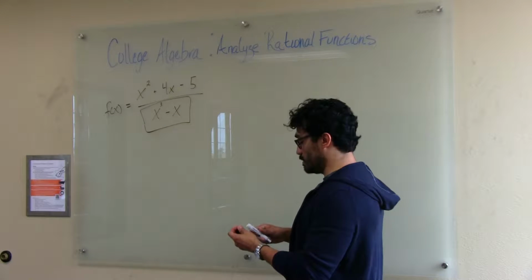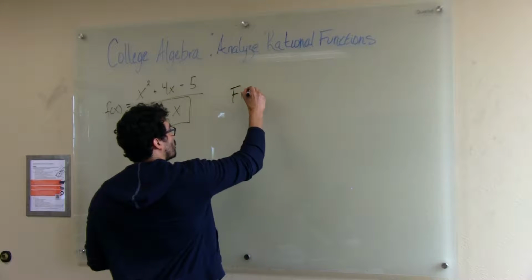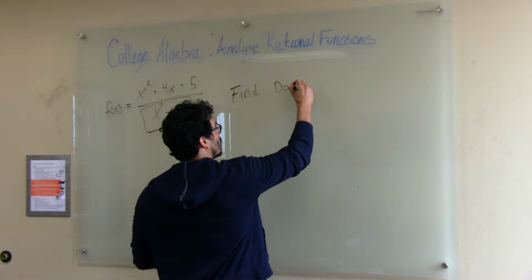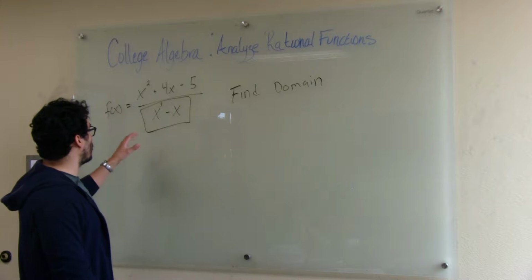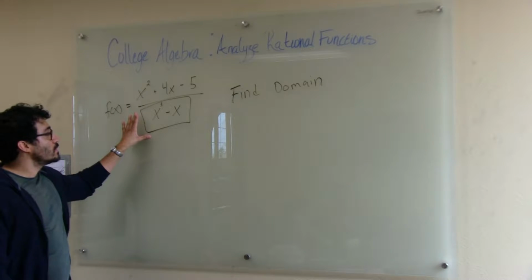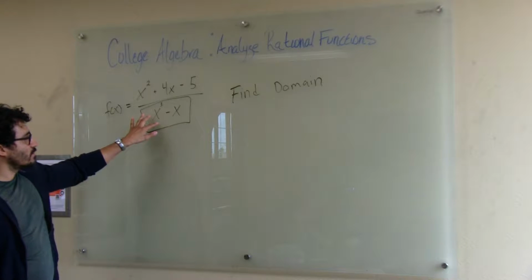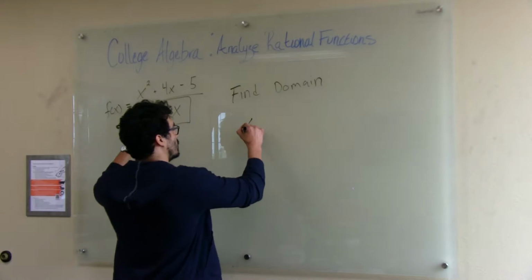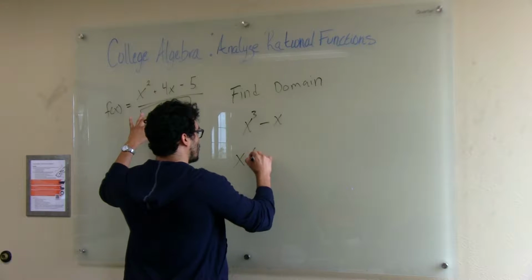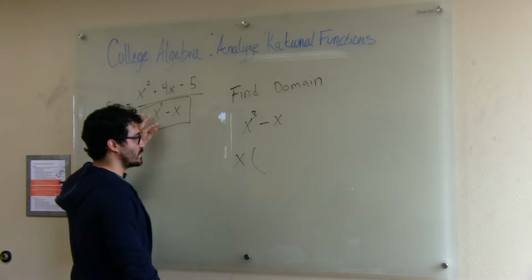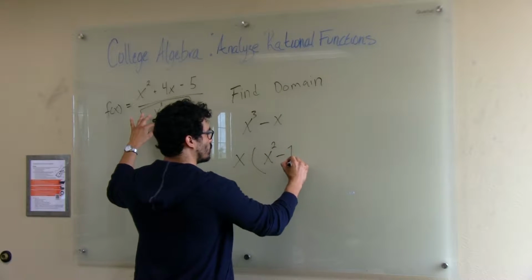So the first thing we're going to do is find the domain. Now, in rational functions, according to the textbook, when we're finding the domain, all we've got to look at is the denominator. So first I'm going to factor x cubed minus x. That can be factored with an x outside a parentheses, and inside the parentheses is going to be x squared minus 1.